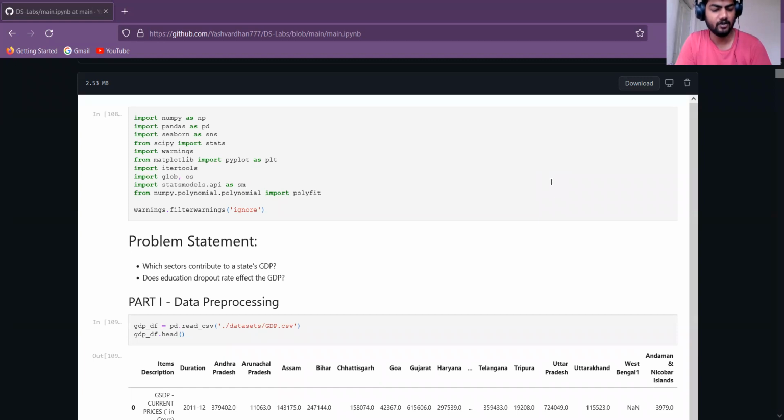Our team decided to address the topic of how the GDP of each Indian state affects the dropout rate in the country. The Indian economy is characterized by a diverse mix of economic activities related to the agriculture sector, industrial sector, and the service sector. From an economic point of view, it can be broadly composed into three major sectors, namely the primary sector, secondary sector, and tertiary sector, commonly known as the agriculture sector, industrial sector, and service sector respectively.